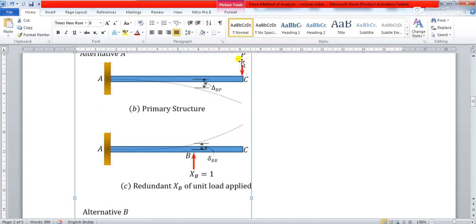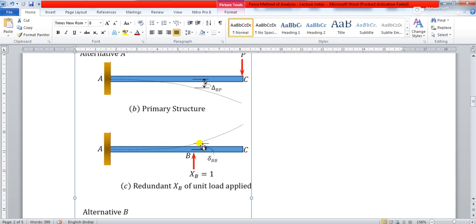So you have found out, because of this redundant of unity, what the deflection is at this point. But is your redundant force unity? No. That redundant force will have some value, let's say RB, which is unknown. So the redundant in this case is the reaction at the prop or the roller support, that is RB.